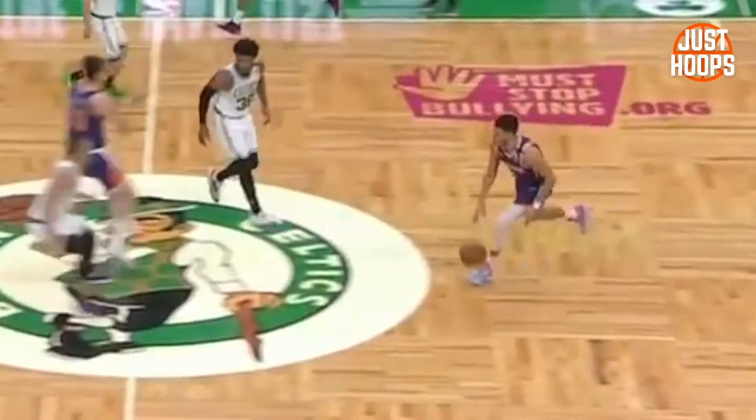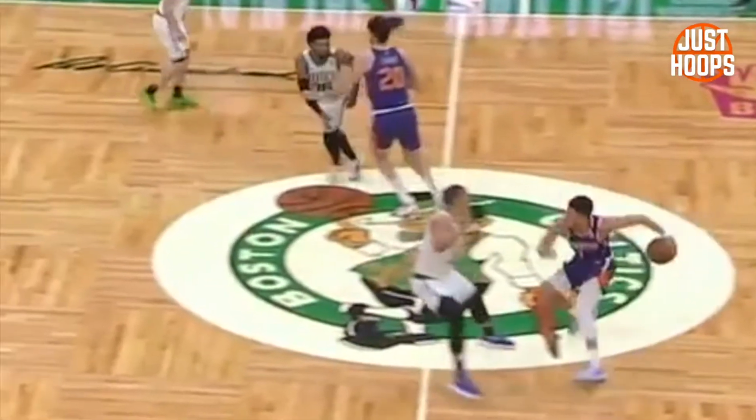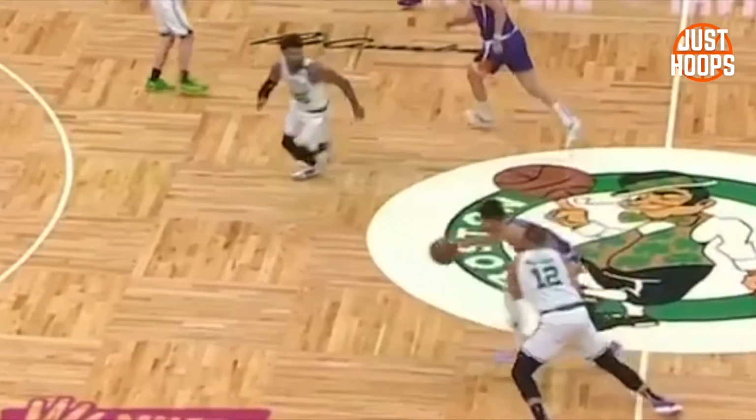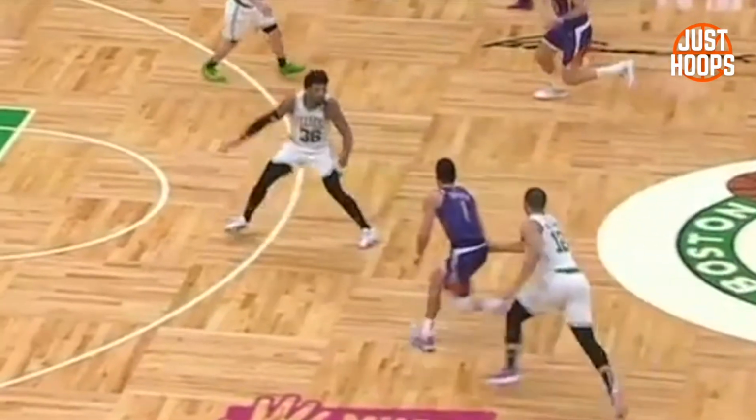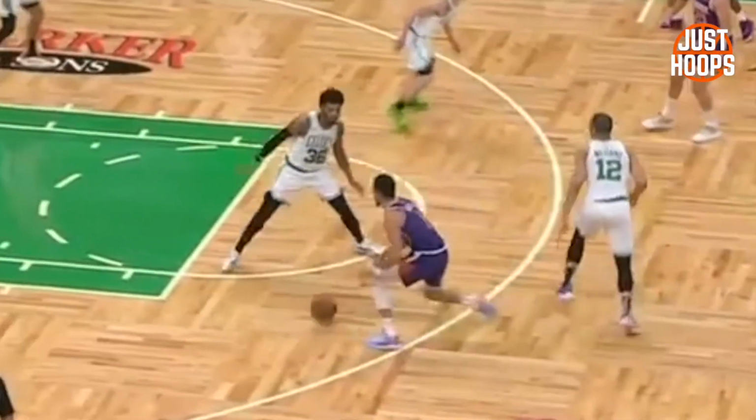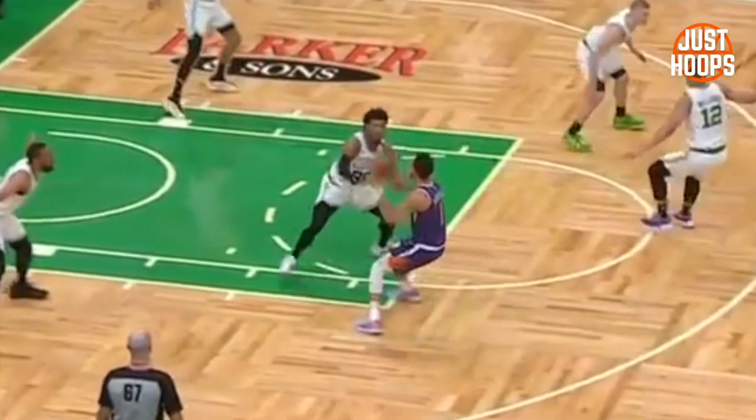In this clip against Devin Booker, look at how he gets under the high ball screen, reads Devin Booker's chest and hips, cuts off the initial drive, and then beats him to the elbow to force a tough two.